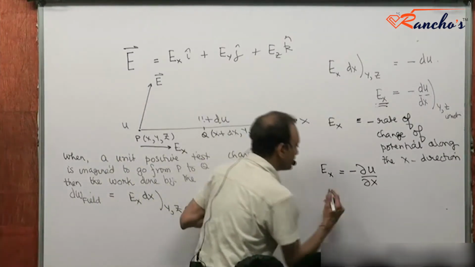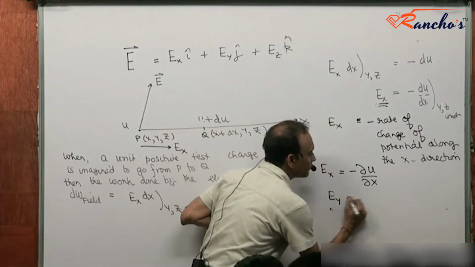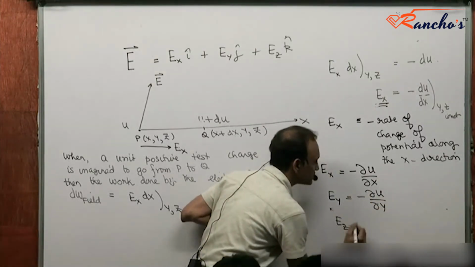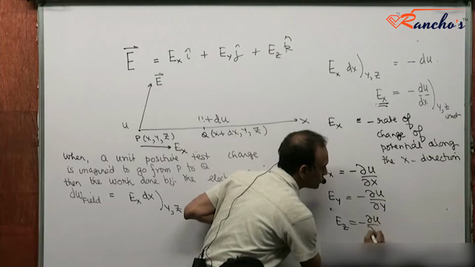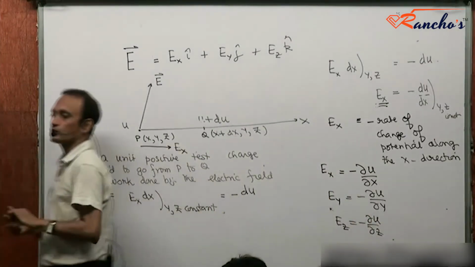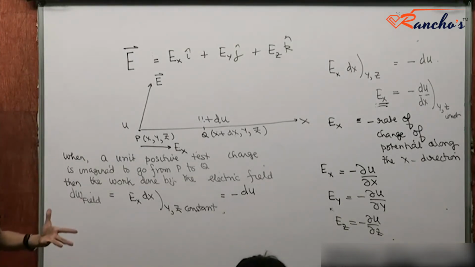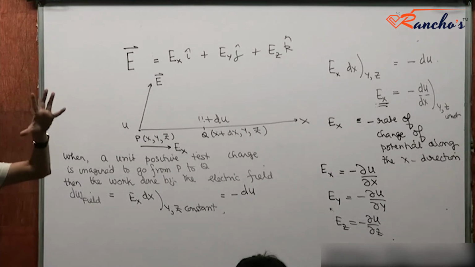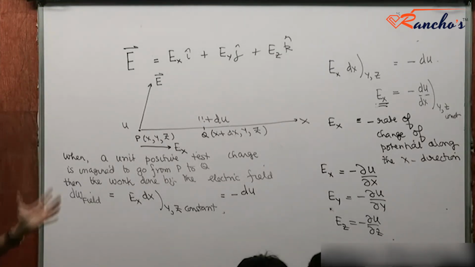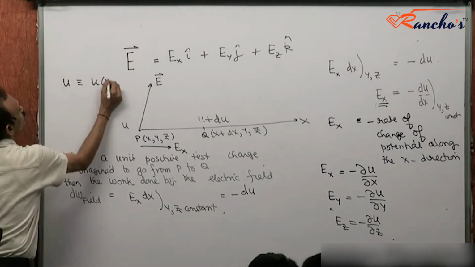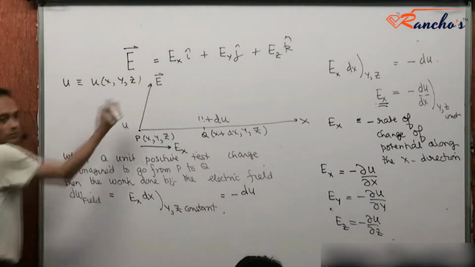Similarly, in the same way, the electric field component in the y direction would be minus dou u dou y. The electric field component in the z direction would be minus dou u dou z. Where u is a function of x, y, z, right? Potential will depend on x, y, z. Potential at different points of an electric field in general will be different. In a general sense, potential is a function of x, y, z.